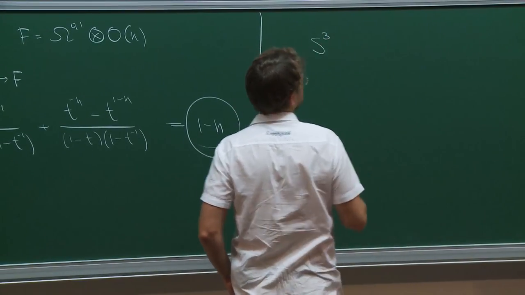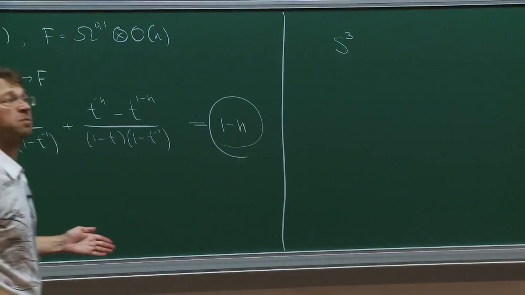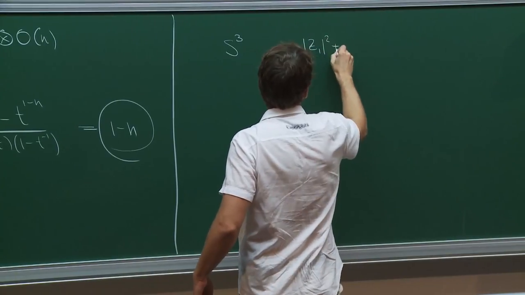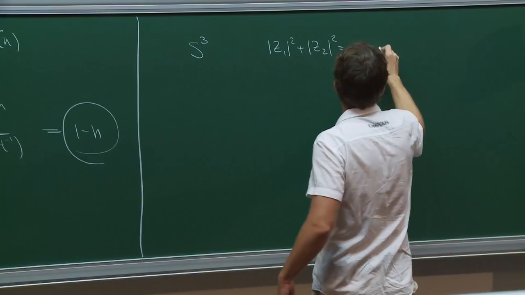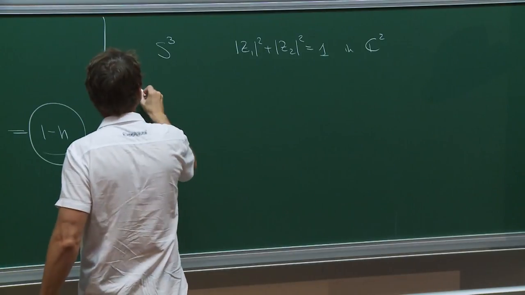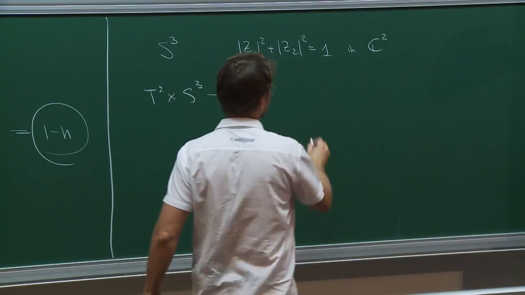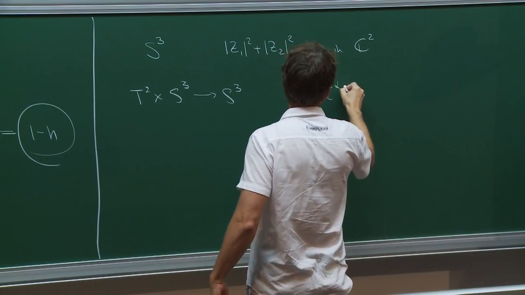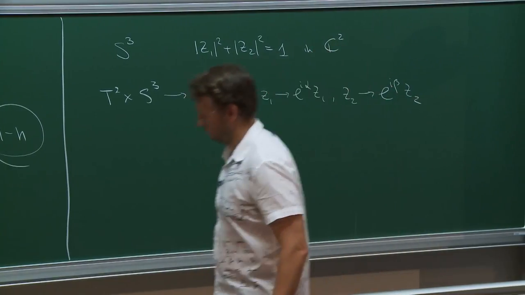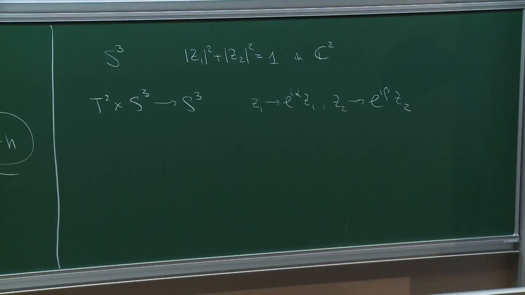So now there will be a lot of facts, and I ask you to check them. They're very explicit, very nice, etc. So I have S3. S3 is the following thing, which is written in C2, by definition. Then S3 has a T2 action. The T2 action corresponds to the following: zeta1 goes to e^(i alpha) zeta1, zeta2 goes to e^(i beta) zeta2. So you rotate the coordinates, and of course this preserves this equation. So this is the T2 action on S3.